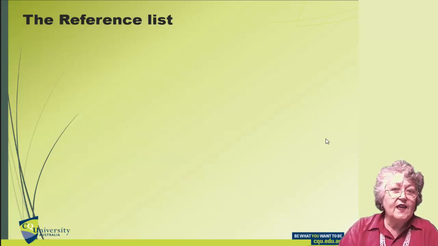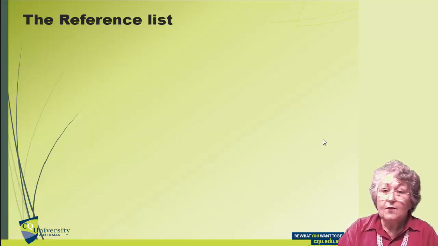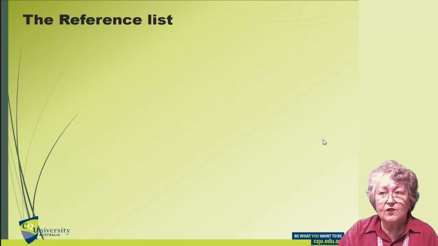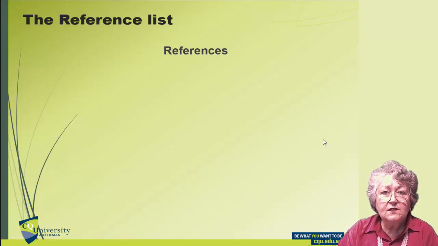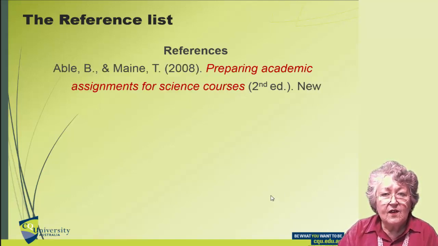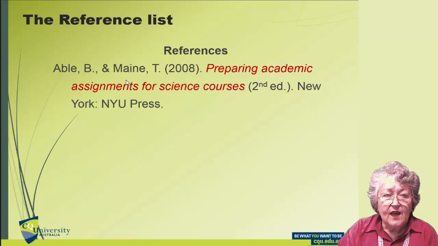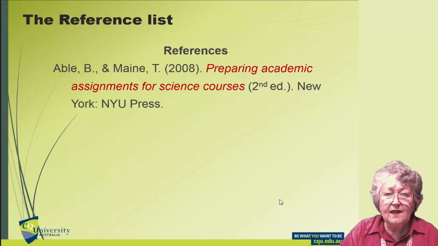The reference list is often the area that students find the most difficult to deal with because it's new, but truly it's not that difficult. Here is our heading. It's emboldened and it's centered. And now we have our first reference. And you can see here that I have two authors, Abel and Main. The surnames come first and the initials come afterwards. Each surname is followed by a comma and each initial by a full stop.